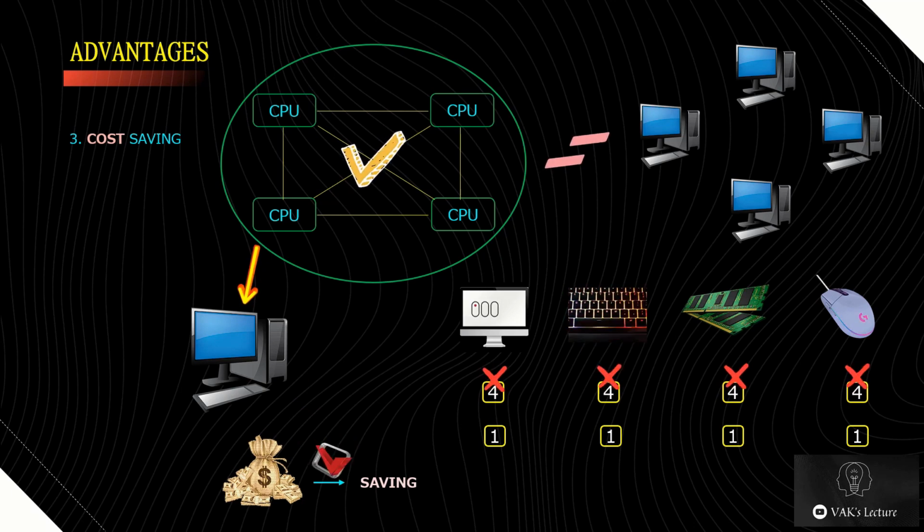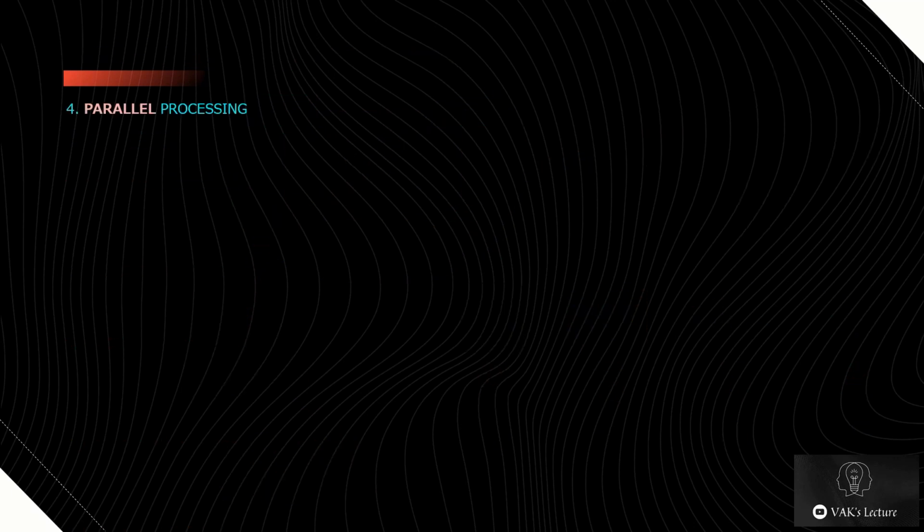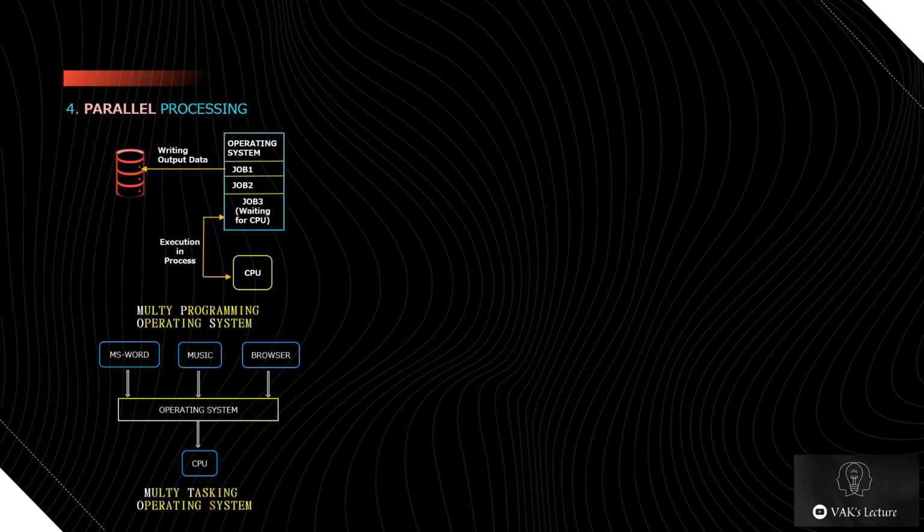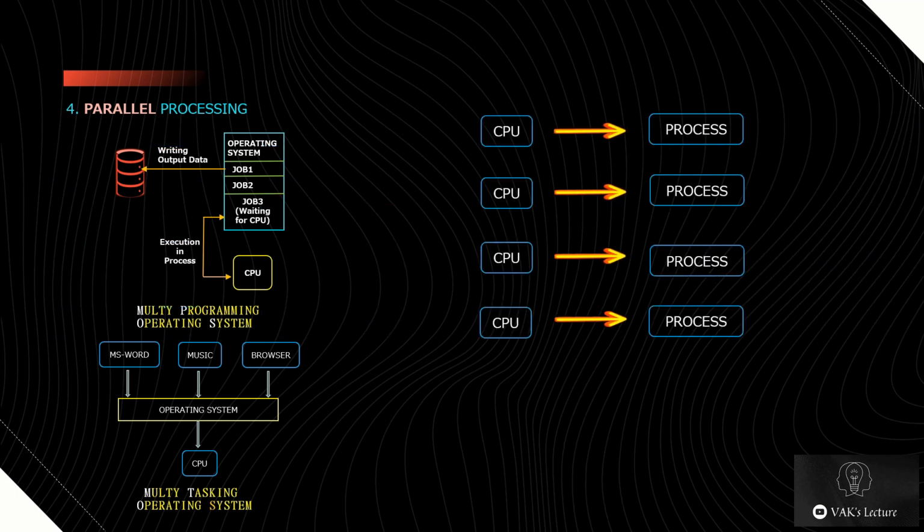Now we will see the fourth advantage, parallel processing. In multitasking, we saw that the processor works so fast that we feel like all the processes are running in parallel. But it works on one at a time, as one processor can work on only one process at a time. But in multiprocessing operating system, we can say that there is parallel processing as multiple processors work on multiple processes at the same time. So the multiprocessing operating system gives parallel processing. So that is all about multiprocessing operating system.